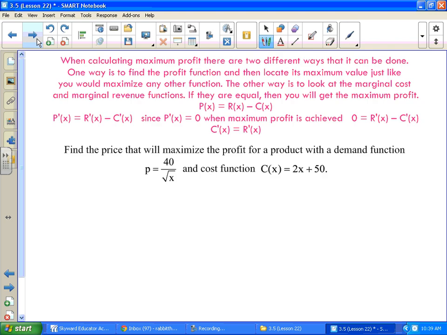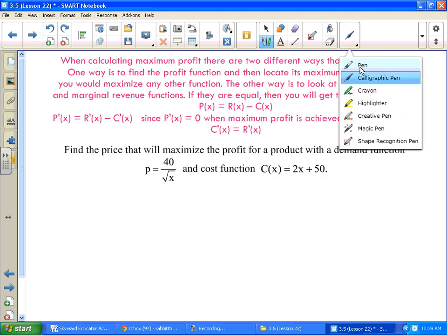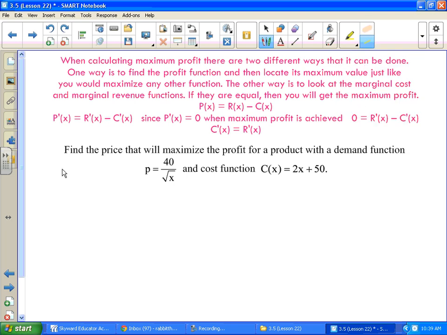All right, the next piece here. When calculating maximum profit, there are two different ways that it can be done. So obviously in business, it's important to try to find where the maximum profit is, right? Okay, one way is to find the profit function and then locate its maximum value just like we would for any other function. Okay, the other way is to look at the marginal cost and marginal revenue functions. If they're equal, you'll get maximum profit. So the big thing here is your maximum profit is going to be when the marginal cost, which is the derivative of your cost function, is equal to your marginal revenue.